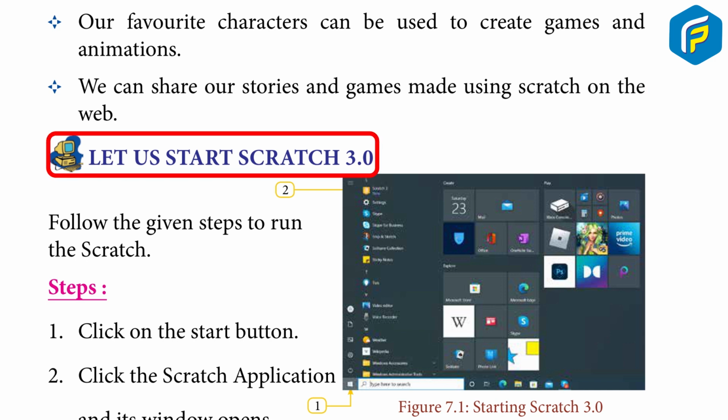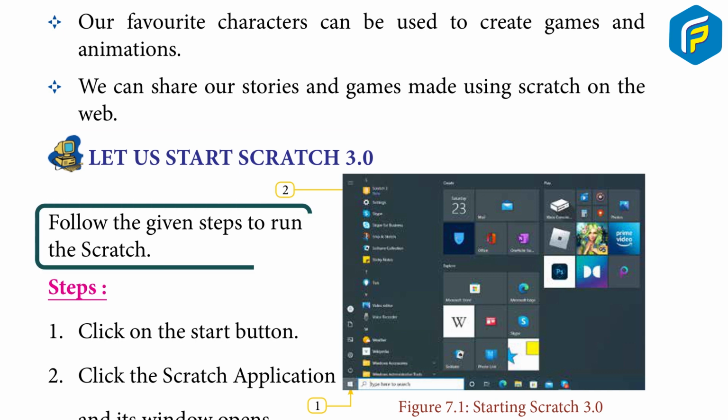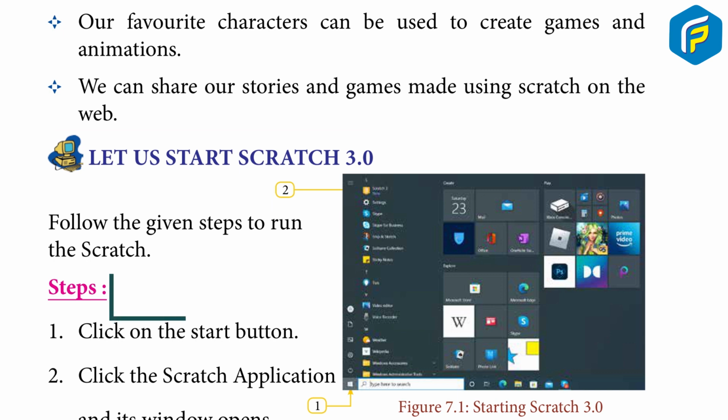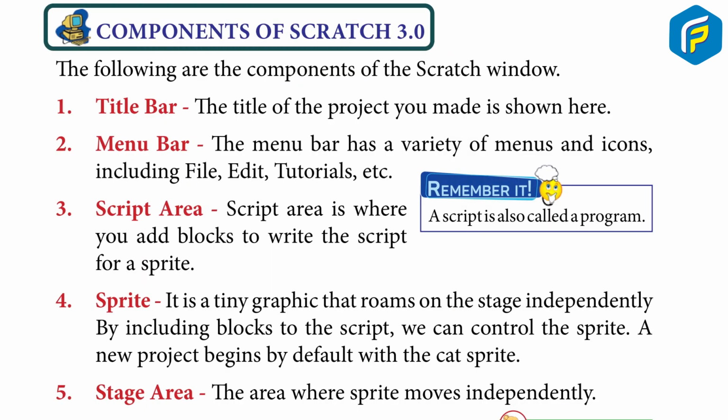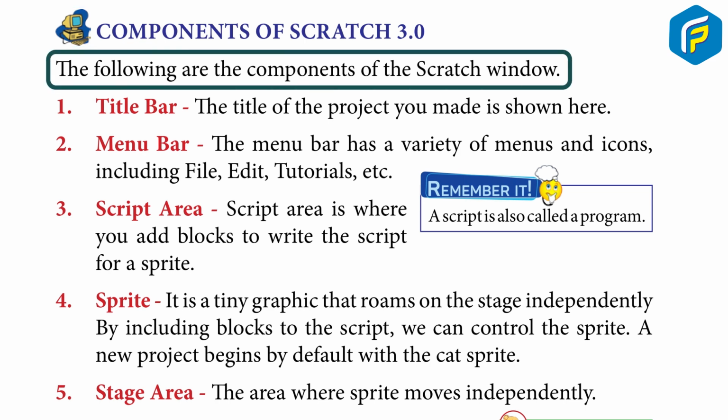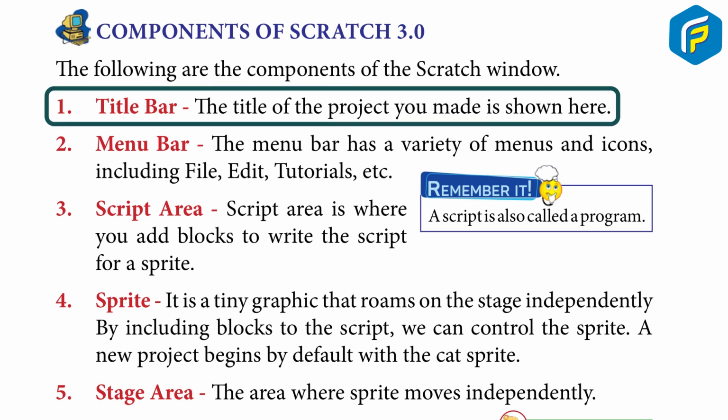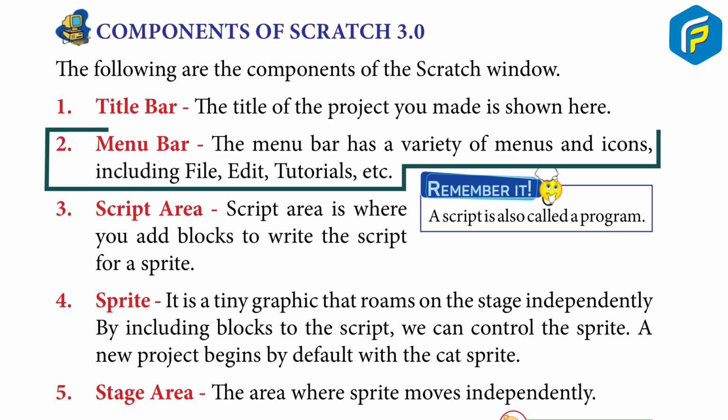Let us start Scratch 3.0. Follow the given steps to run the Scratch. Steps: 1. Click on the Start button. 2. Click the Scratch application and its window opens. Components of Scratch 3.0. The following are the components of the Scratch window. 1. Title bar. The title of the project you made is shown here. 2. Menu bar. The menu bar has a variety of menus and icons including file, edit, tutorials, etc.